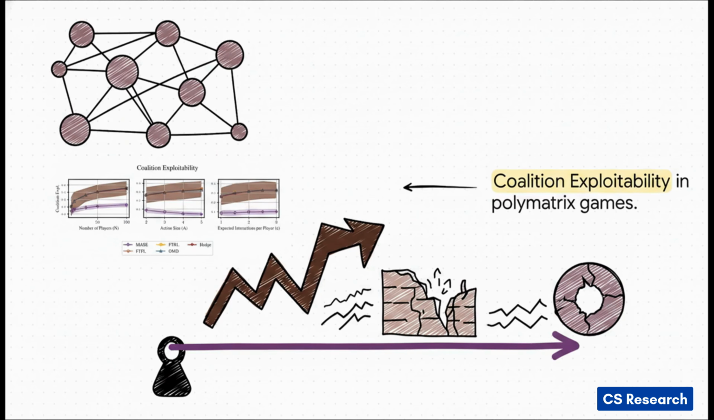Meanwhile, look at that purple MACE line. It remains steadfastly anchored right near the bottom. The takeaway is clear. If you rely on old baselines in a highly connected world, your system is just sitting there waiting to be exploited.